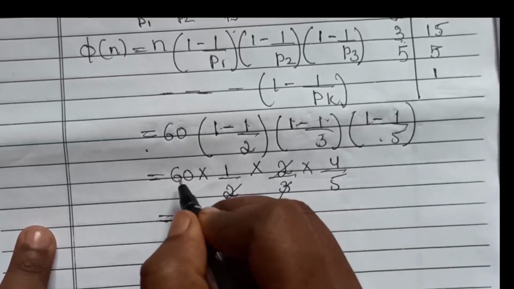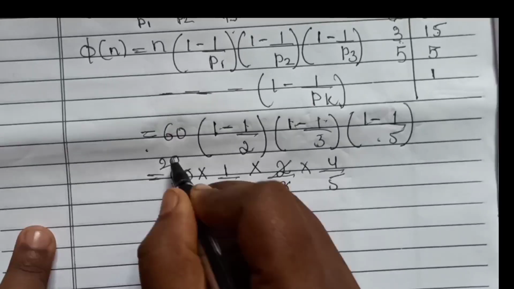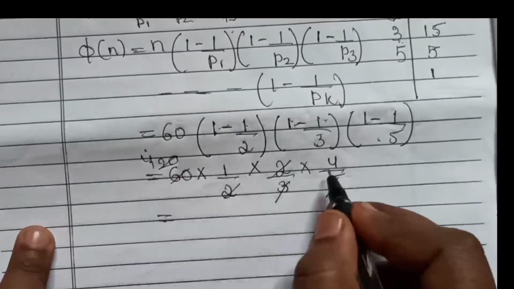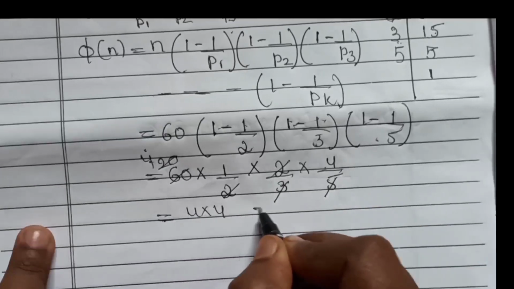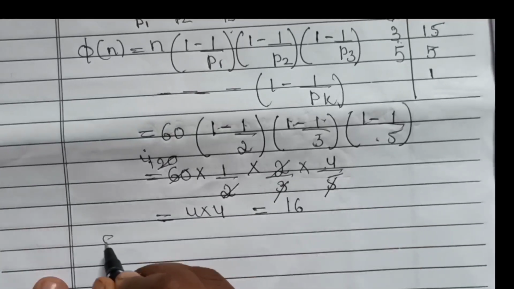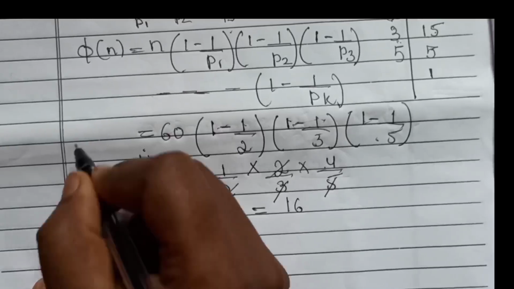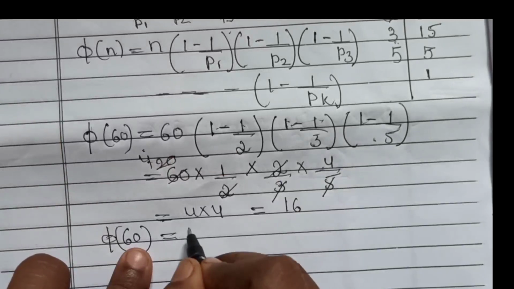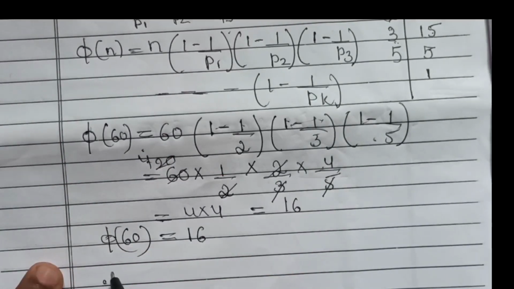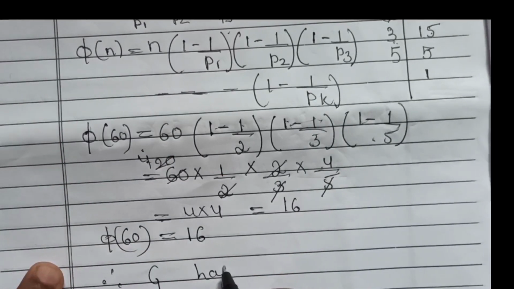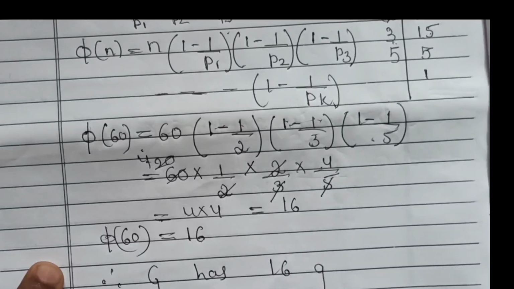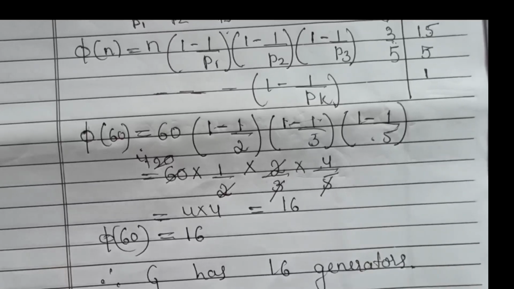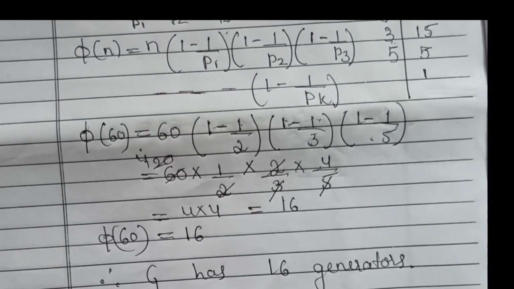3 ones are 3, 3 twos are... 5 ones are 5, 4 fours are 16. Therefore phi of 60 is equal to 16. Therefore G has 16 generators. That's it.